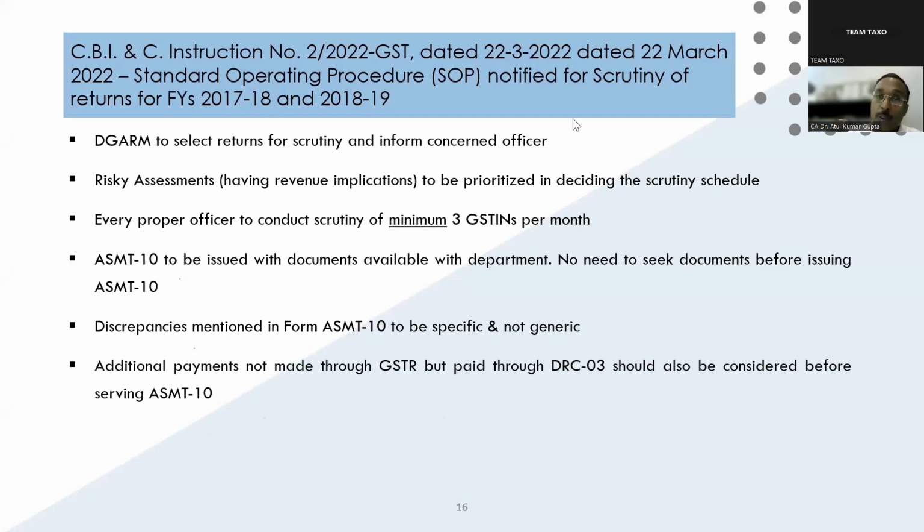And even the SOP says that in case the assessee has deposited a certain amount through DRC 03, that should also be considered before serving the ASMT 10.